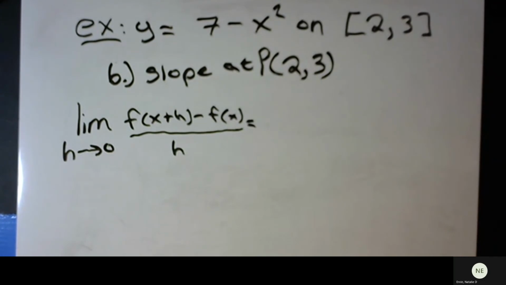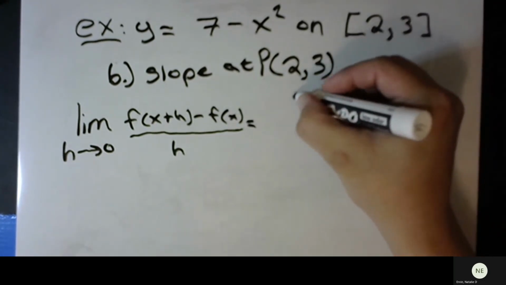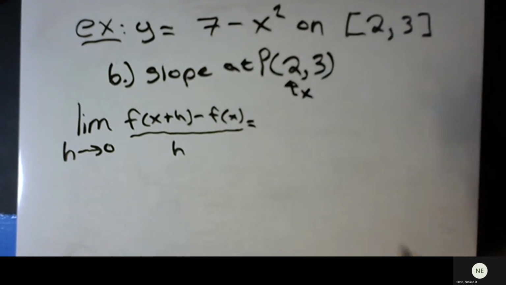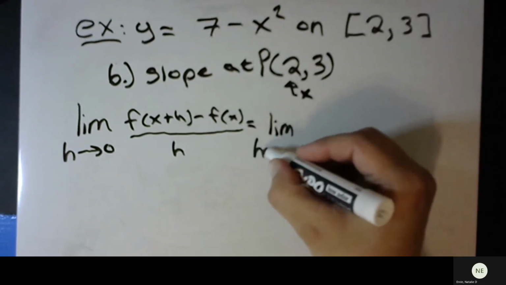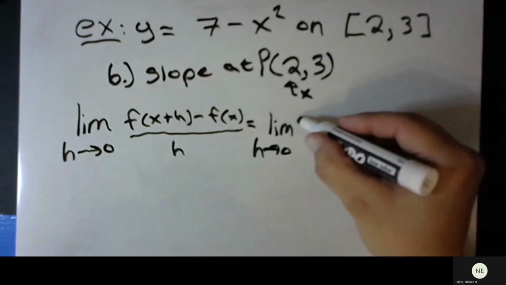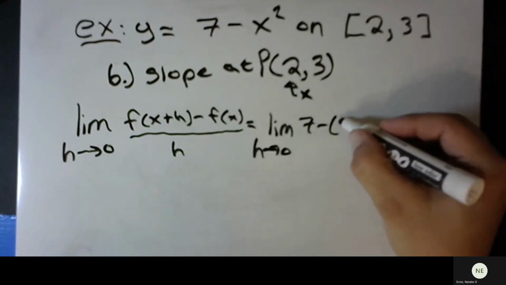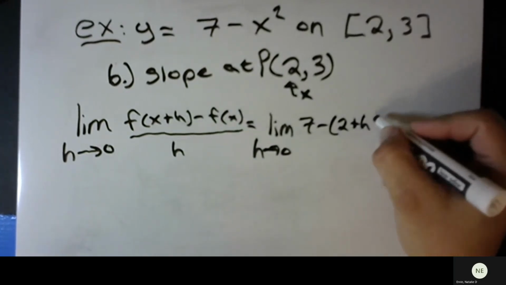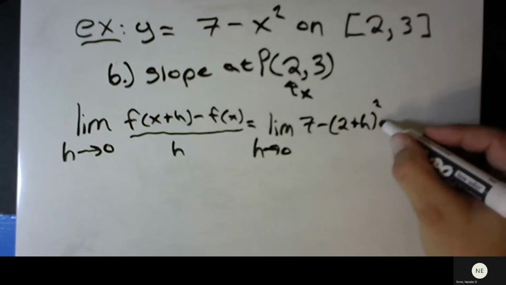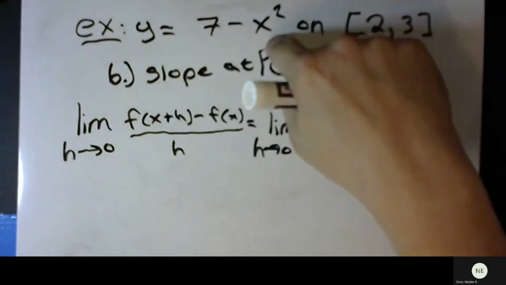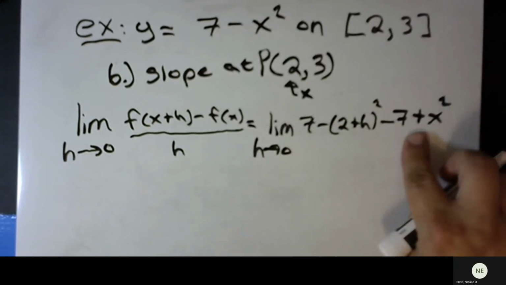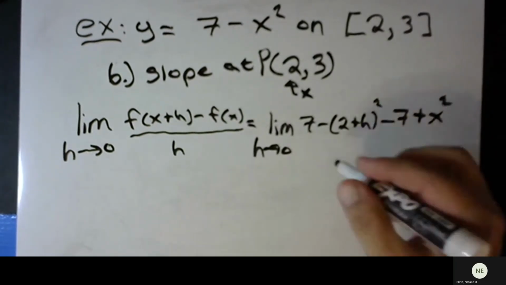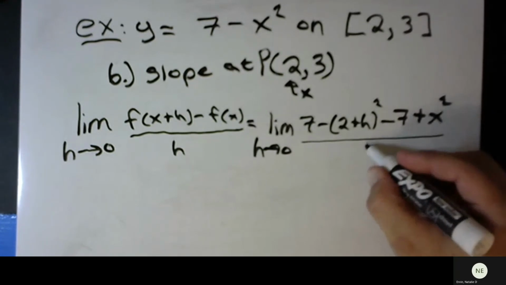So in this case, our x is going to be that 2. So we'll get the limit as h goes to 0 of 7 minus (2 plus h) squared, minus this here, so we're going to get -7 plus x squared. Minus and minus becomes a positive, divided by h.